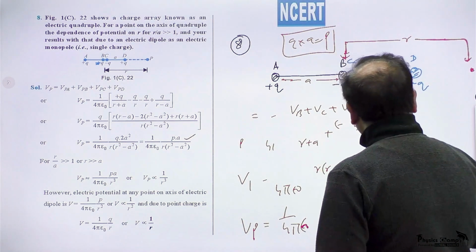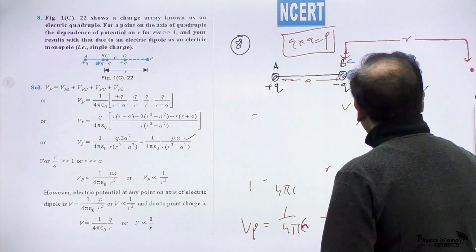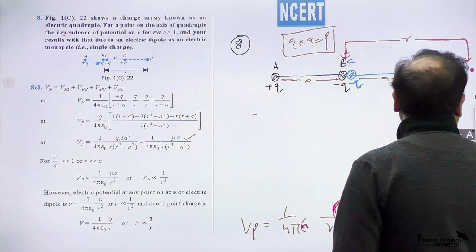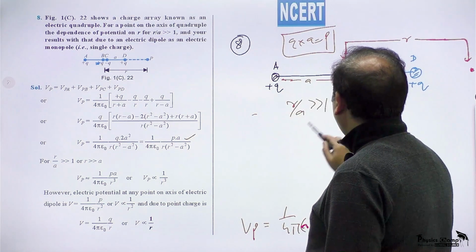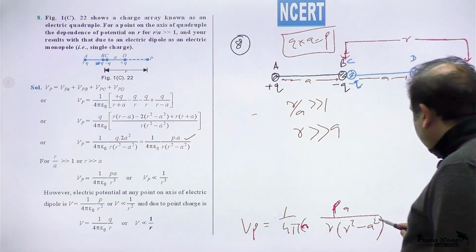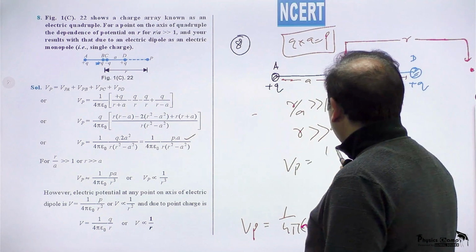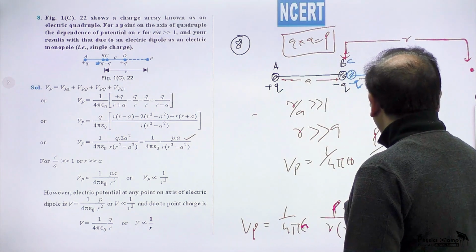Now the next part of the question, what do you think will happen? What will be the potential due to this quadrupole for R by A much greater than 1? It means R is very, very large as compared to A. So here I can neglect this A and the potential will be 1 by 4 pi epsilon naught PA by R cube.